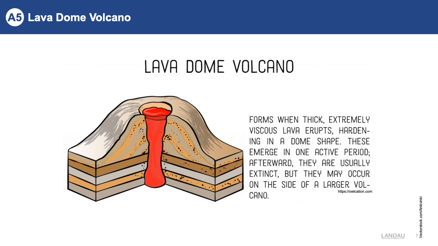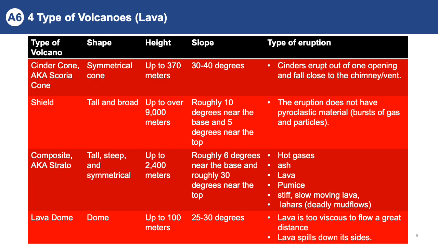Generally, such lava domes are found on the flanks of larger composite volcanoes. Examples of lava dome volcanoes include Mount St. Helens in the United States, Chaiten lava dome in Chile, and Chaiten on Iceland. In the table, you can see a comparison between the different types of volcanoes. Take a moment to pause this video and to copy this table down, as it will help you to remember the differences.